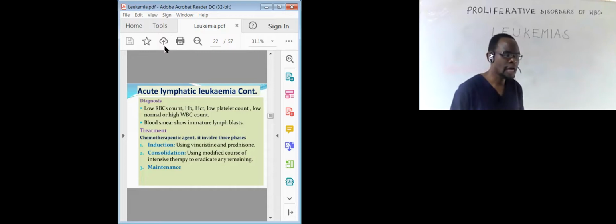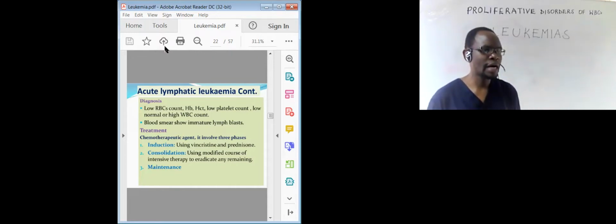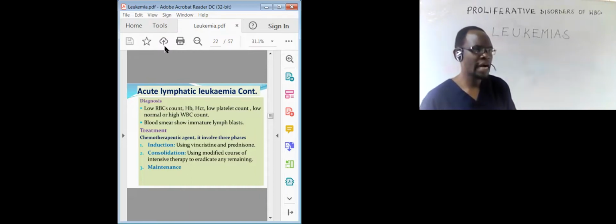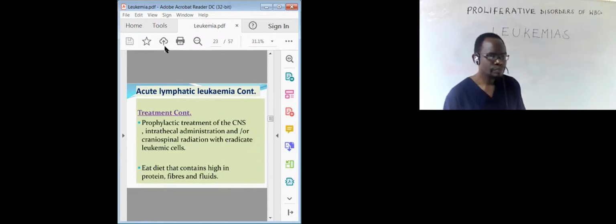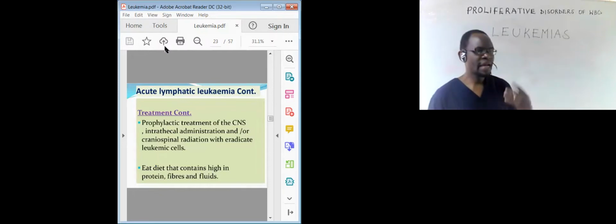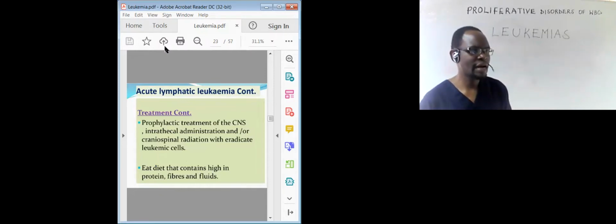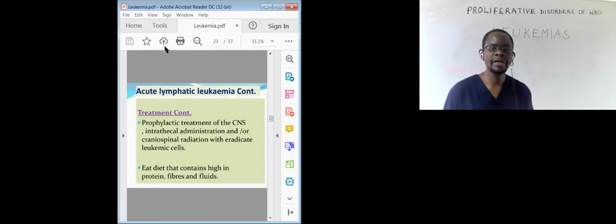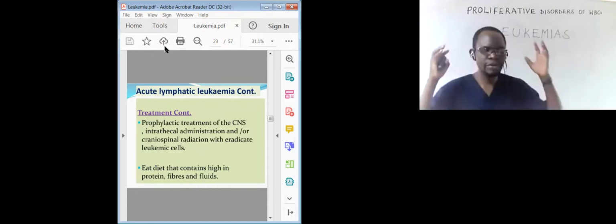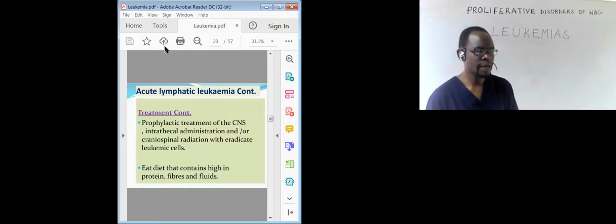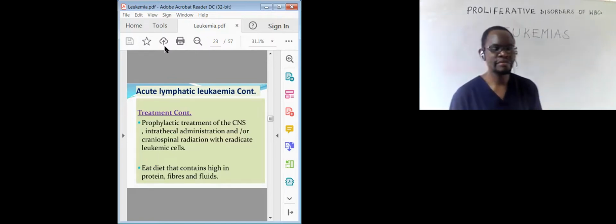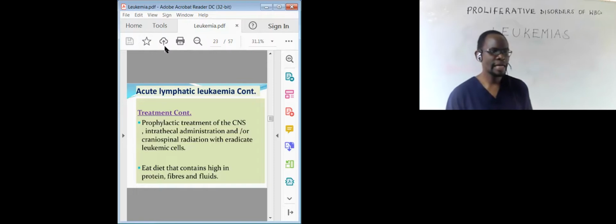So treatment, basically they do chemotherapy, and this is done in phases. There is what we call induction, consolidation, and maintenance. We are going to look at these in detail. They also give prophylactic treatment within the central nervous system, because some of these cells can infiltrate into the central nervous system. Also diet is very important as they do this.